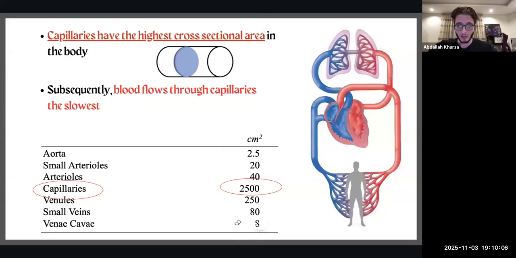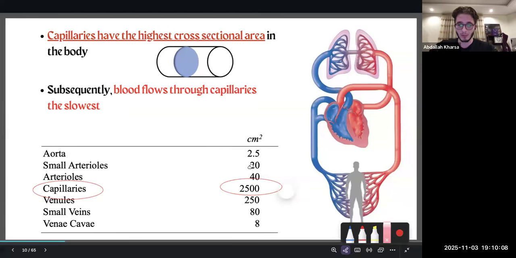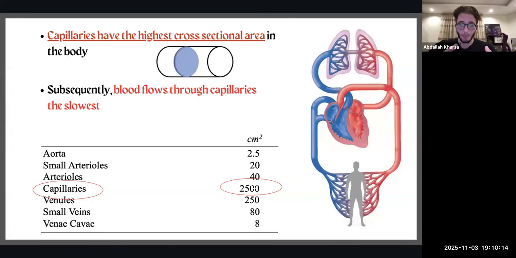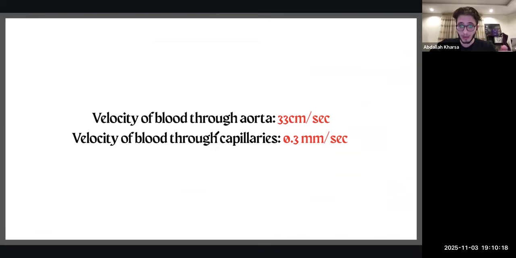Okay? You don't have to memorize these numbers. These numbers right here, you don't have to know them. This is just for your understanding. I want you to remember that capillaries have the highest cross-sectional area and the aorta has the lowest. Because of that, the capillaries have the slowest velocity and the aorta has the highest.